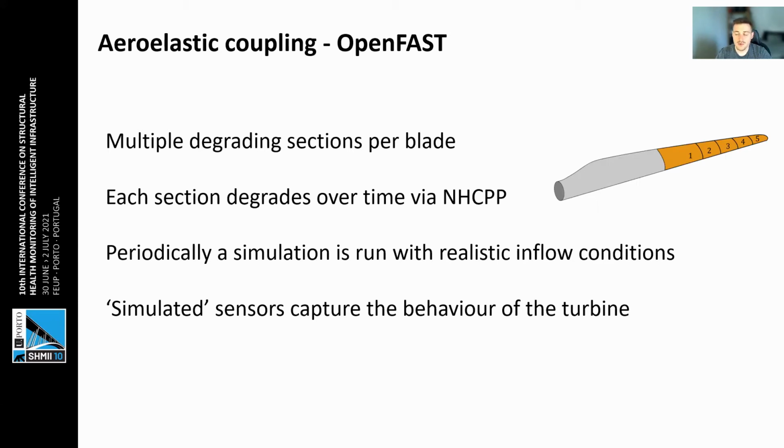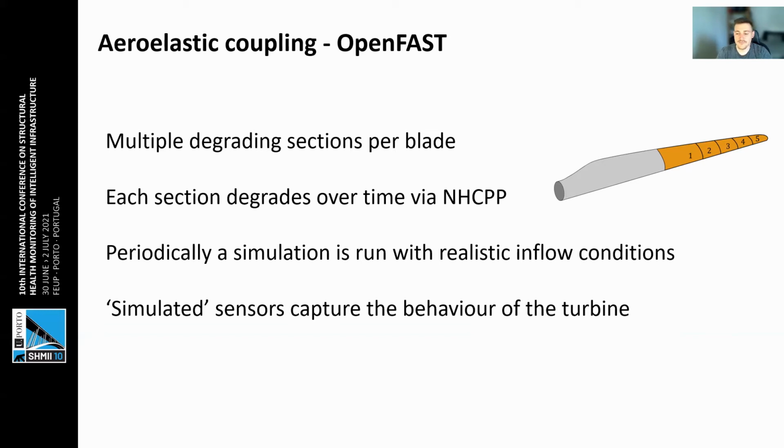Now we can couple this non-homogeneous compound Poisson process with an aeroelastic simulation tool for wind turbines called OpenFAST. The degraded polars are passed as parameters to the simulation, and given an input time series of inflow conditions, we obtain the simulated behavior of the wind turbine. From this behavior, we can extract a number of output parameters, for instance, bending moments, accelerations, deflection.